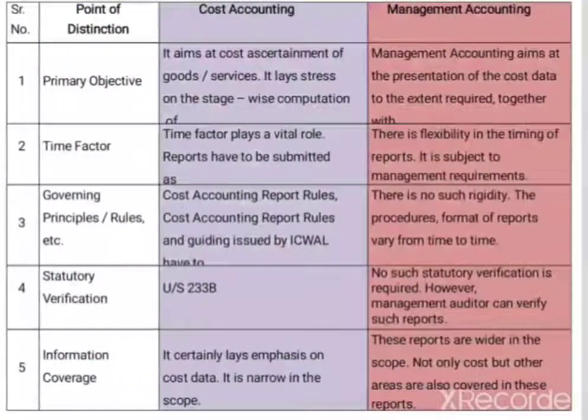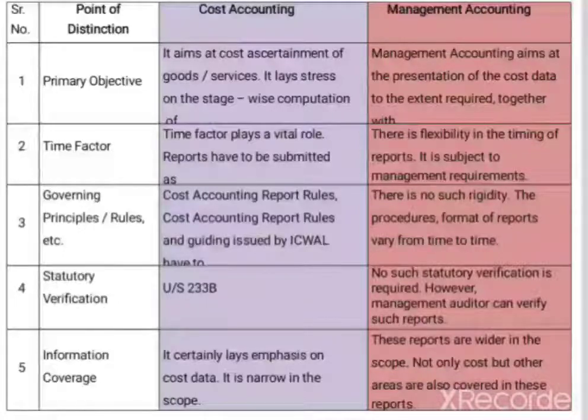Now we will check out what are the major characteristics of cost accounting and how it is different from management accounting. So the primary objective of cost accounting is that it aims at cost ascertainment of goods and services. It lays stress on stage-wise computation. In management accounting, the primary objective is the presentation of cost data to the extent required.